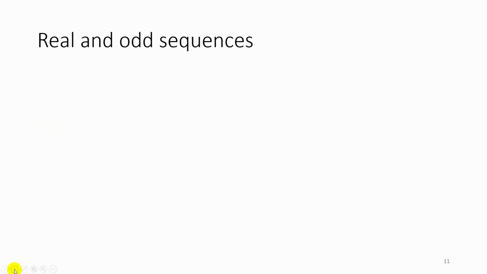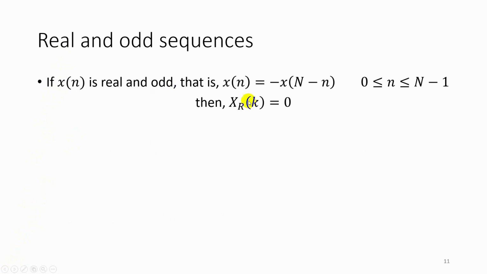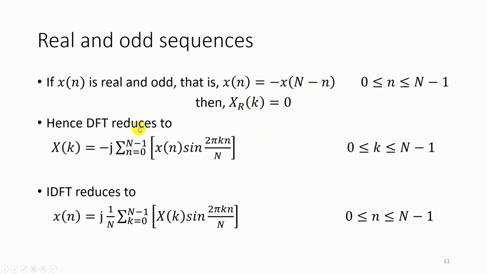Suppose x of n is a real and odd sequence. Then x of n is equal to minus x of N minus n. Xr of k, the real part of the DFT, is changed to 0. In that case, the DFT reduces to this sine term. IDFT also reduces to the sine term.